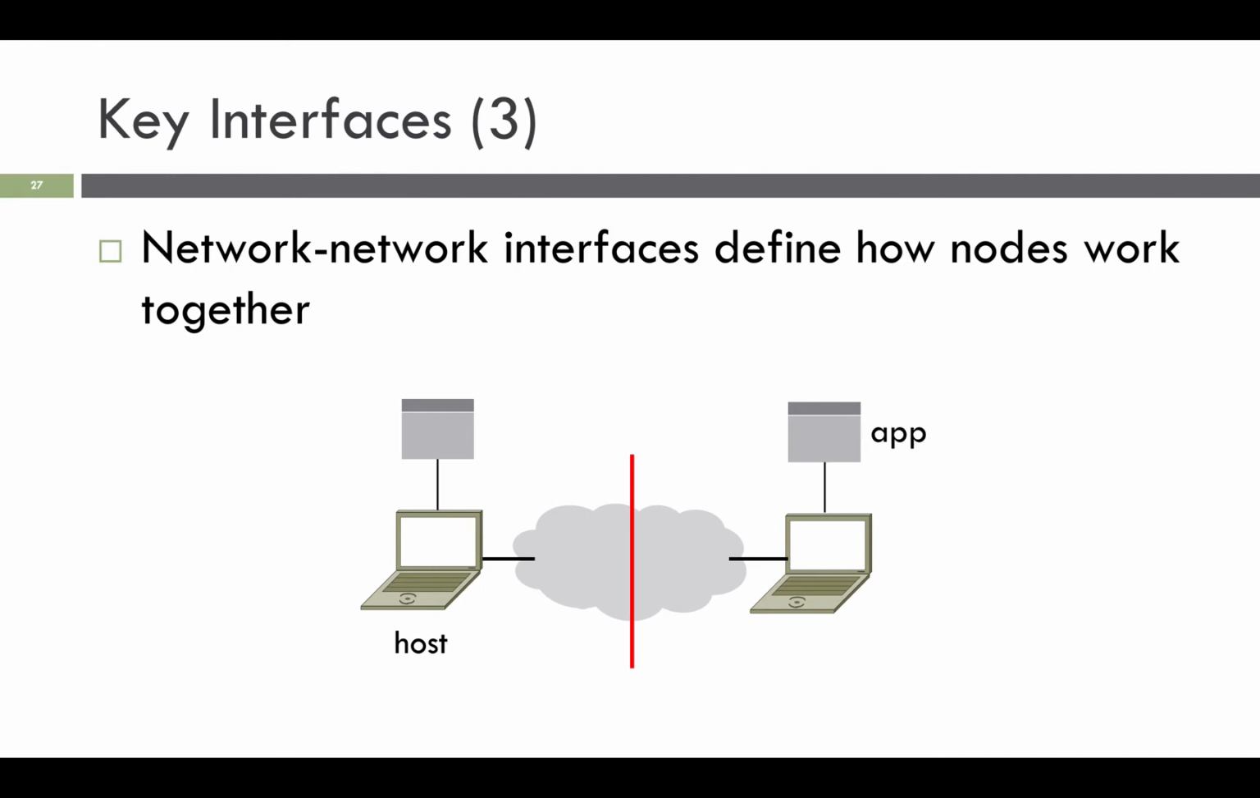The network interfaces define how nodes work together, such as when there is a change of media. An ISP modem is an interface between a home LAN and ISP's network. A wireless access point provides an interface to the wired LAN.